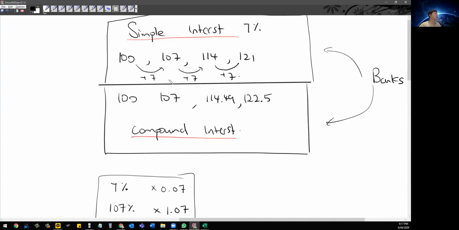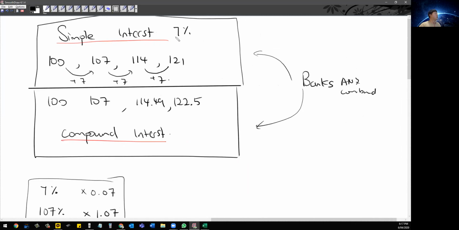Let's go up a little bit. So simple interest of 7% when you initially have $100. Well, 7% of $100 is 7. So just keep adding 7. Right? Which is like what? Arithmetic, isn't it? Yeah, that's arithmetic. You're adding a constant term.